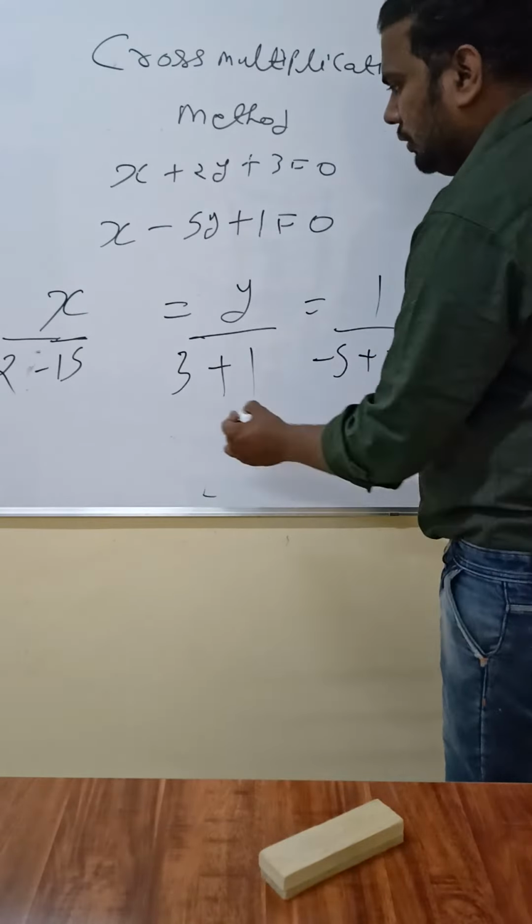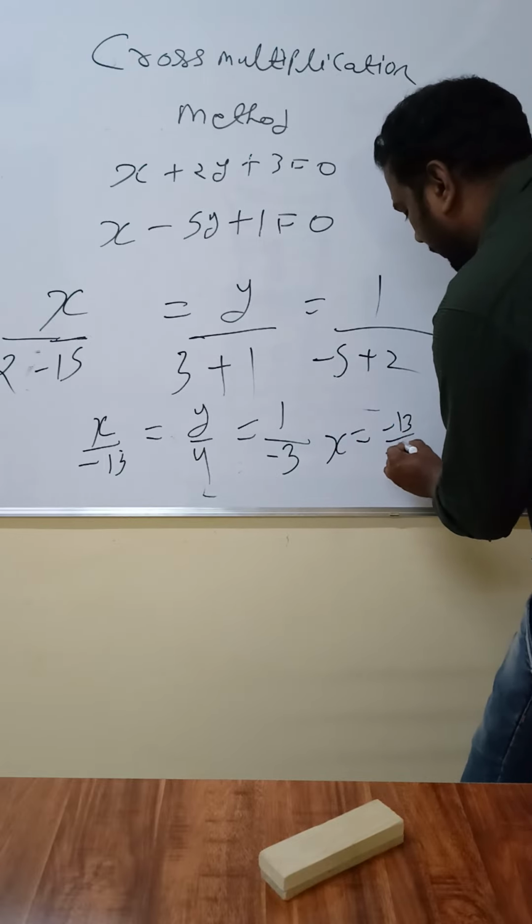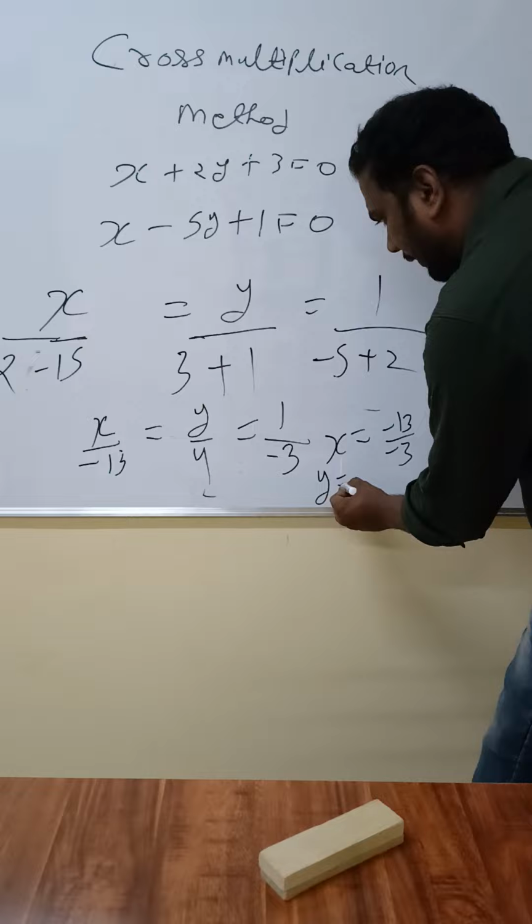So students, we equate these three values. So x equal to minus 13 upon minus 3, y equal to 4 upon minus 3.